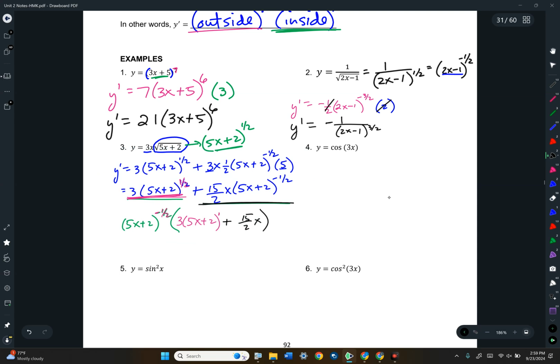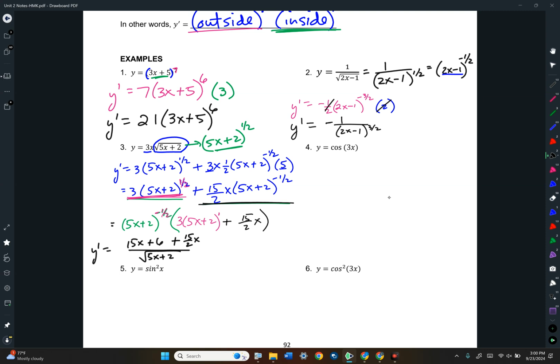Okay, so what I've got here is, I'm going to move that parenthesis that has the negative 1/2 to the bottom. So I actually have this square root of 5x plus 2 on the bottom. On the top, I've got 15x plus 6 plus 15 halves x.